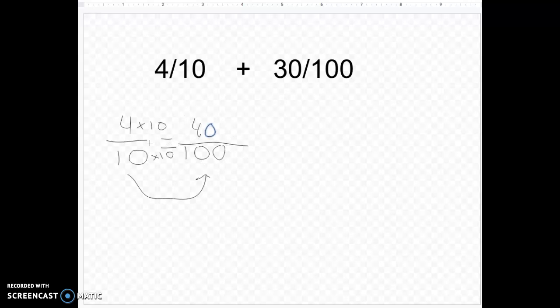Now that we have an equivalent fraction for 4/10, we're going to go ahead and add it to 30 hundredths. So we can again think of 30 hundredths as 30 pennies because 100 pennies are in a dollar, and a dollar is the one whole. All right, so 40 plus 30, we add the numerators. 4 plus 3 is 7, and we have to keep that 0, so it's 70. The denominator stays the same, and the answer here is 70 hundredths.